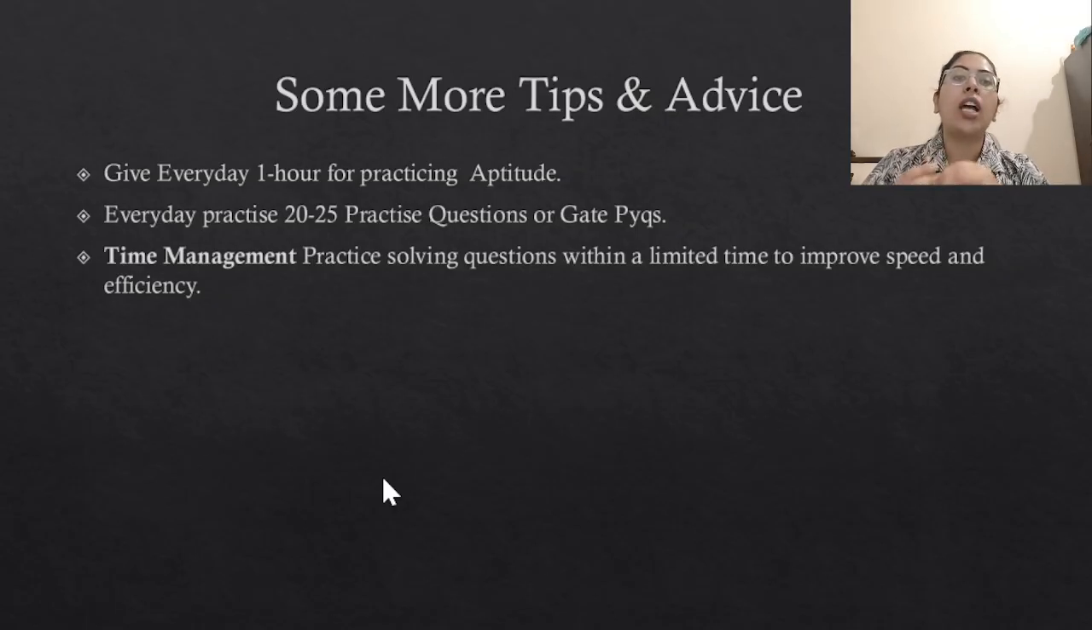Now the third tip is time management practice. In the exam pressure, you will have only 15 minutes to solve the questions of the aptitude. So it is better that you follow time management practices, solving questions within a limited time to improve speed and efficiency. Take a timer and do the practice with the timer. So this is my advice.